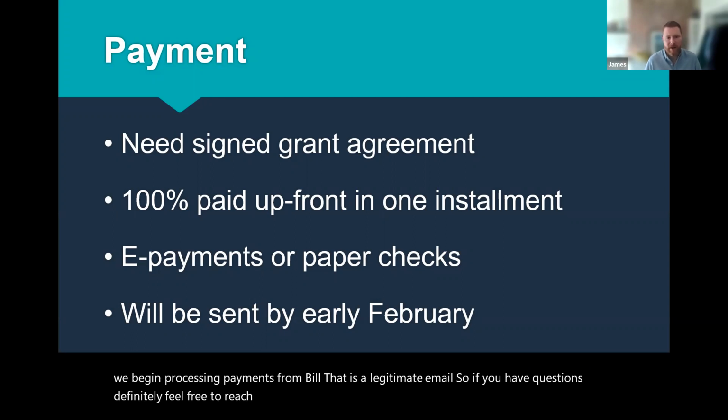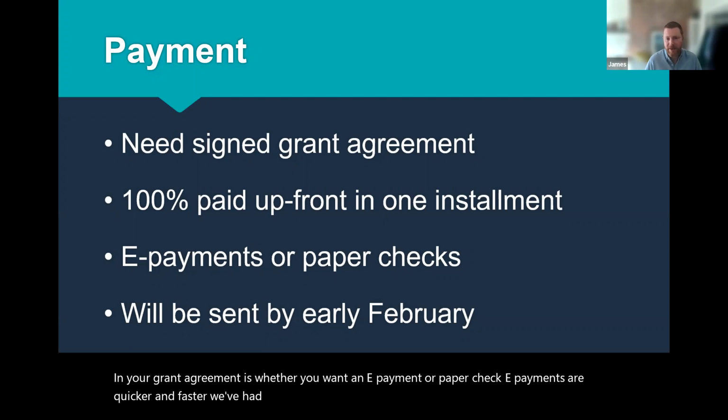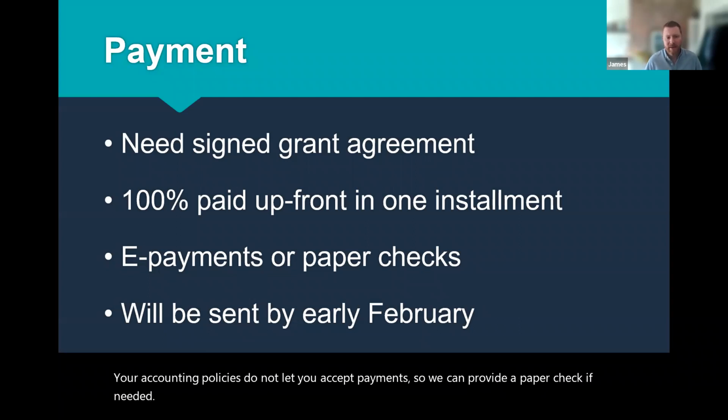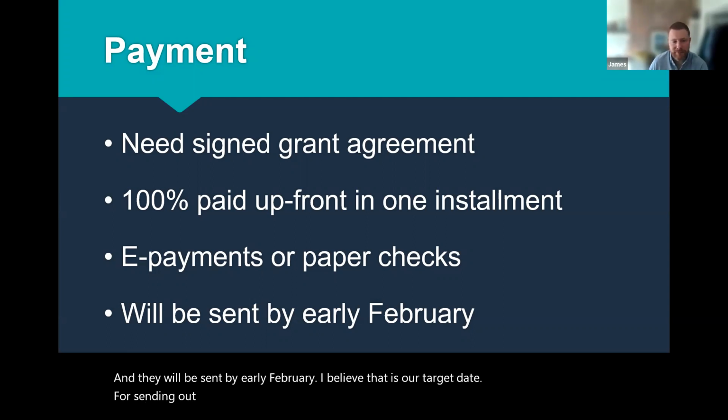One of the things that you can note in your grant agreement is whether you want an e-payment or a paper check. E-payments are quicker and faster. We've had many issues in the past with paper checks being lost. However, I know that some organizations' financial accounting policies do not let you accept e-payments, so we can provide a paper check if needed. And they will be sent by early February, I believe. That is our target date for sending out the payment.